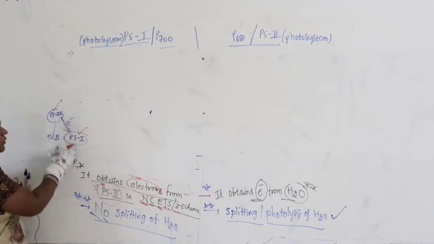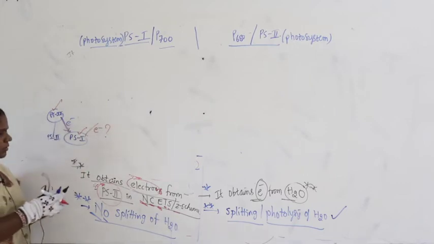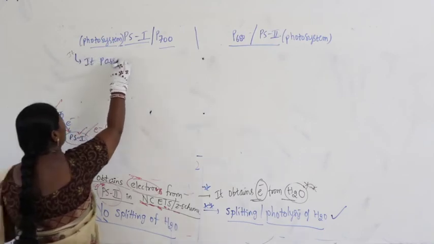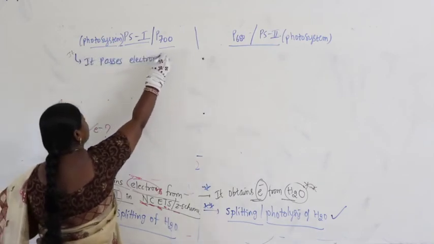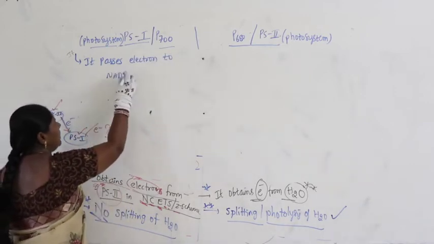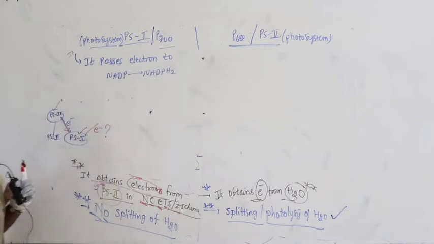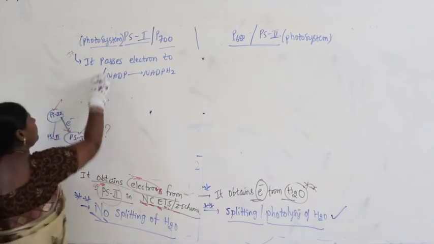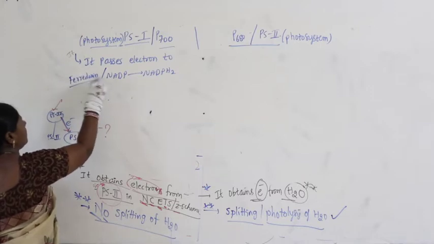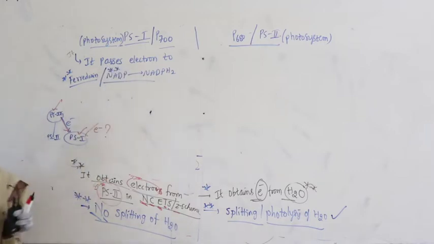It is taking electrons from PS2. Then it gives electrons to whom? That is the next point, right? So here we can see it passes its electron to whom? It passes its electron to NADP to convert into NADPH. Sometimes NADP is not there in the option, then you have to take that it passes its electron to ferredoxin. So very, very, very important. I hope you got it very clearly.